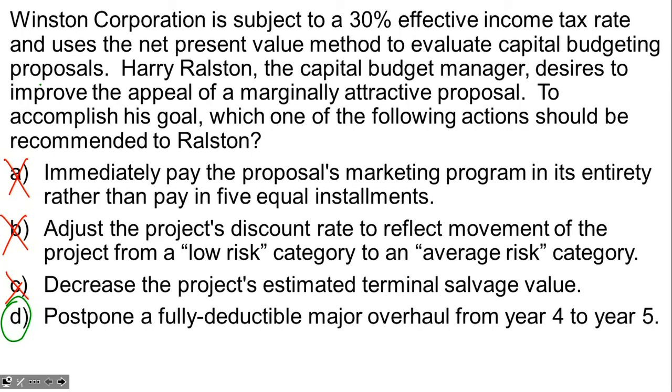This isn't a numerical question, there's no calculations here, but we need to understand how these different things impact the net present value and what it is that the company can do, in this case, to increase the net present value of a project that was maybe a positive value but not a big one, so they're trying to make it a more attractive proposal. And of these 4 choices, it's choice D that would increase the net present value of this project.